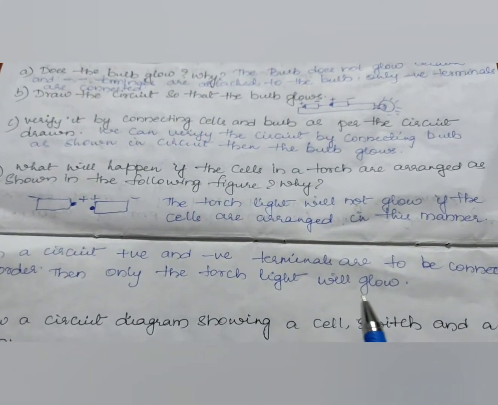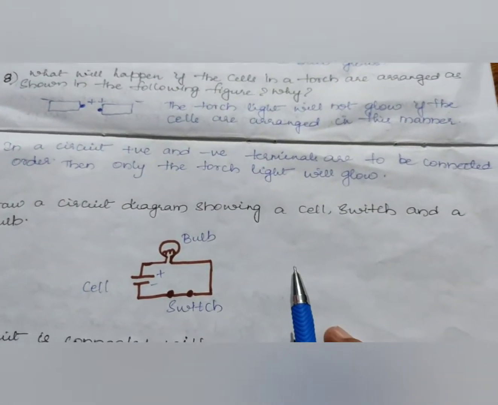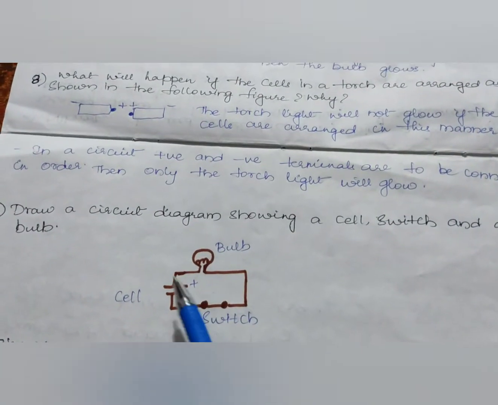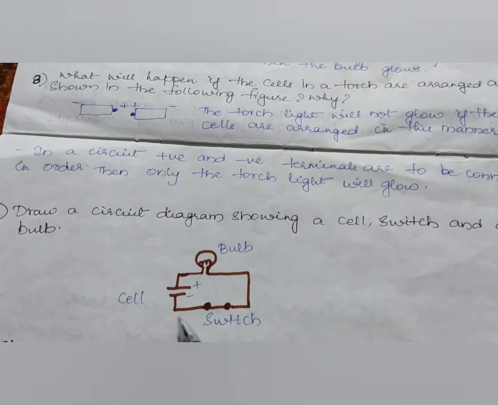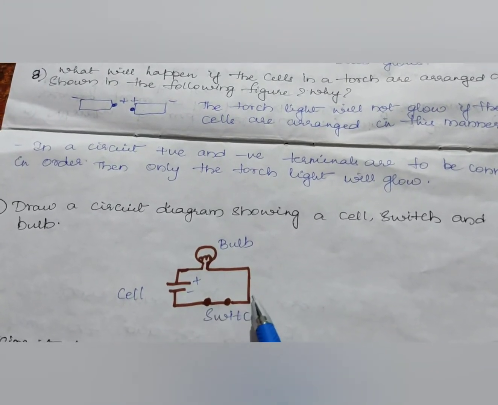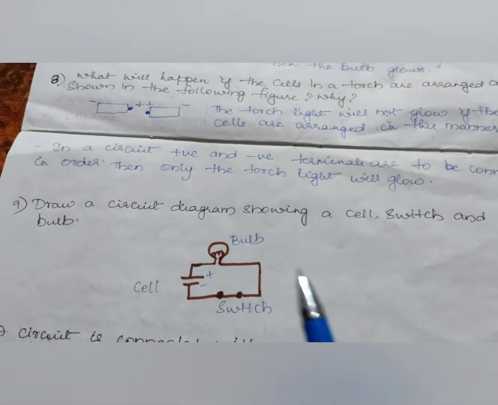Then only the torch light will glow. Next question. Draw a circuit showing a cell, switch and a bulb. So here is the circuit diagram. Cell, positive and negative terminals, and it is connected to the switch with the connecting wires to the bulb. So this is the circuit diagram.